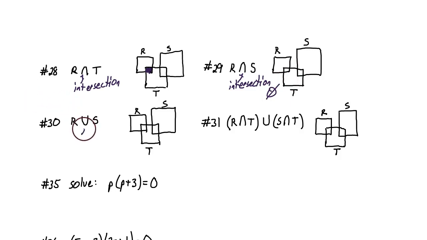Number 30, R union S. Everything in R along with everything in S. Here's everything that's in R along with everything that's in S. Number 31, we want to find the intersection of R and T and then create the union of that with the intersection of S and T. So the intersection of R and T is this spot here. The intersection of S and T is this spot here. Considering both of these together gets us our union.